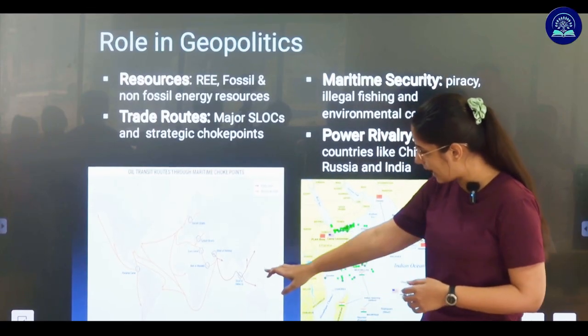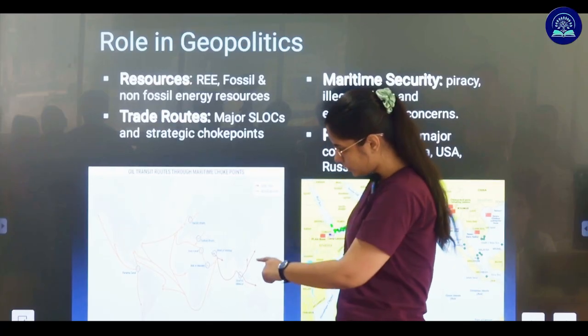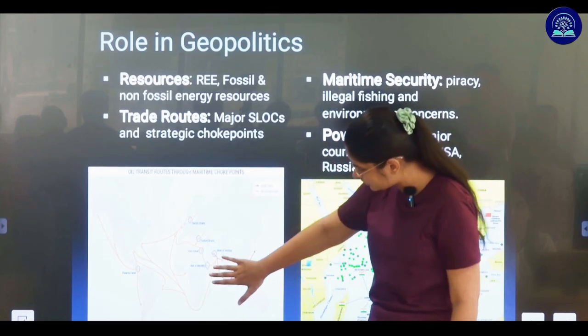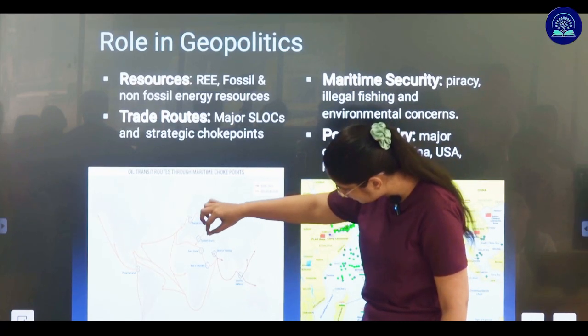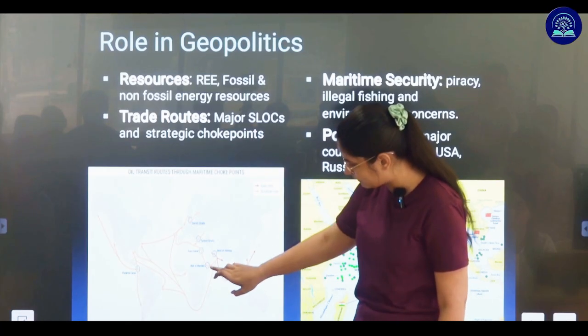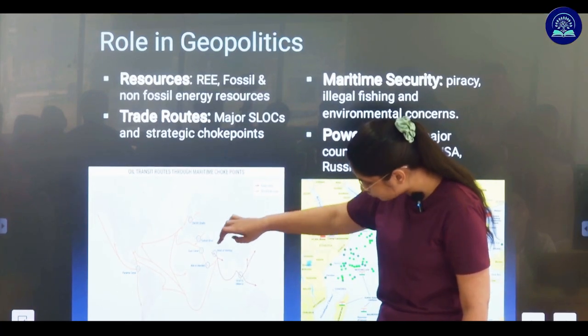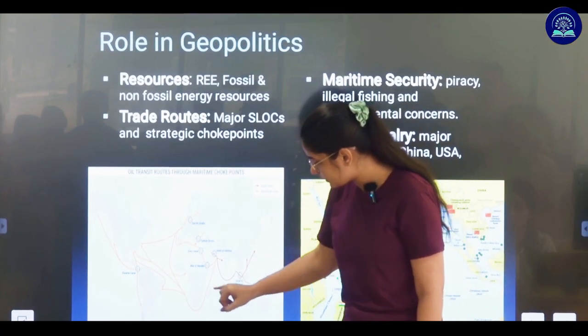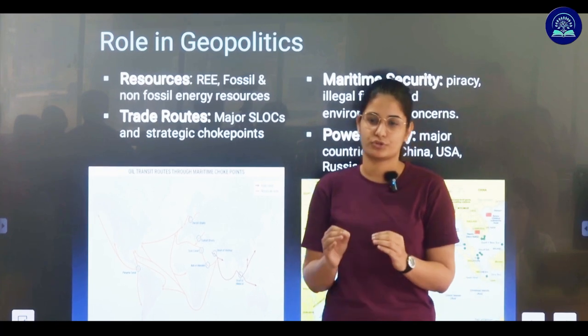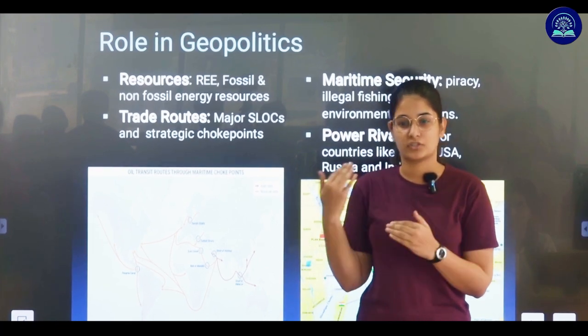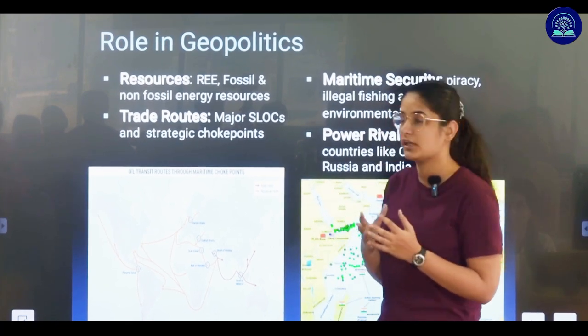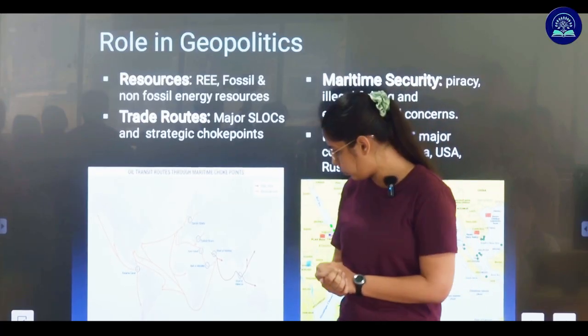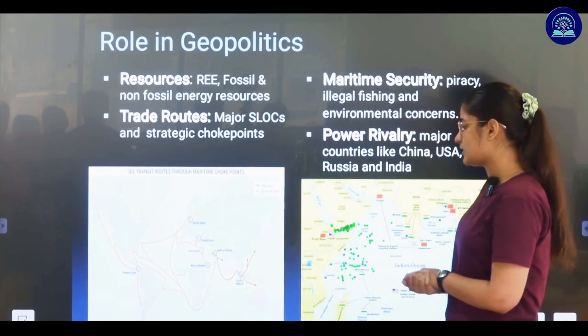If we see in this map, these are the major sea lines of communication. In the Indian Ocean region, we have major trade routes: the Bab el Mandeb Strait, the Strait of Hormuz, and the Strait of Malacca. These regions constitute a major portion of the external trade, imports and exports, of major global powers of the world. Then we have maritime security.